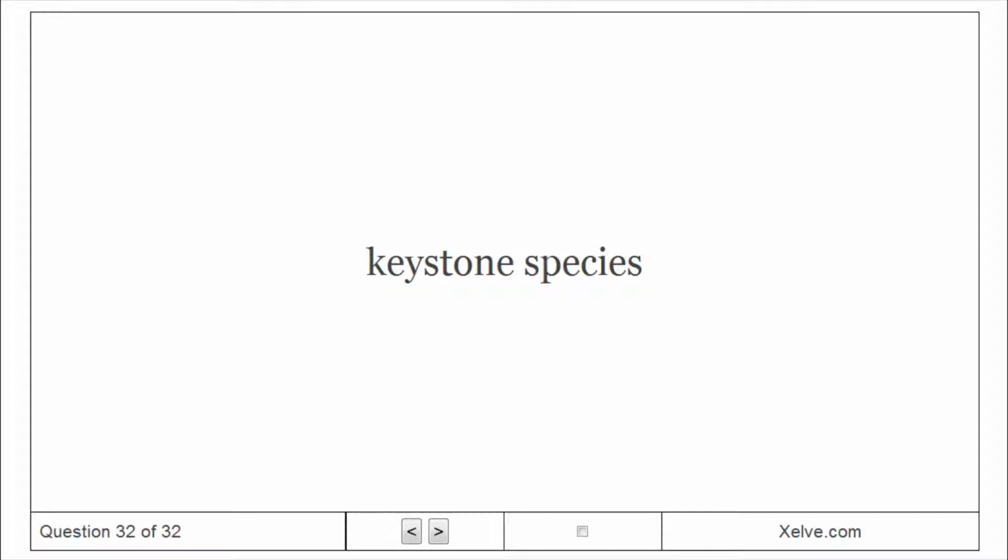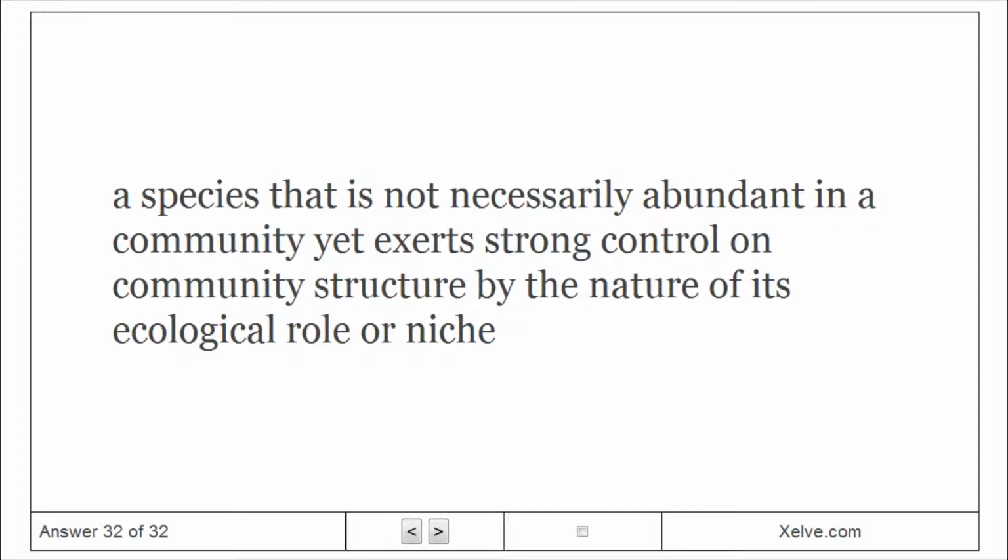Keystone species. A species that is not necessarily abundant in a community yet exerts strong control on community structure by the nature of its ecological role or niche.